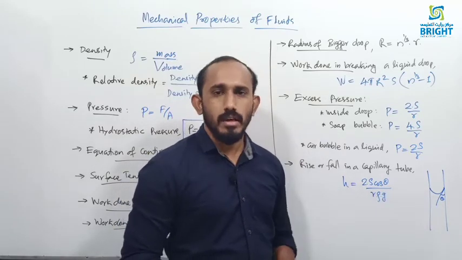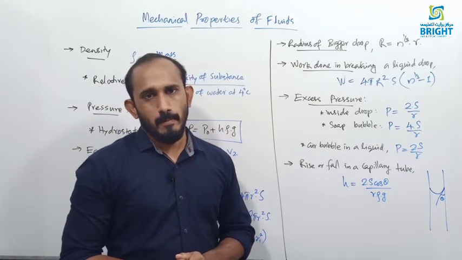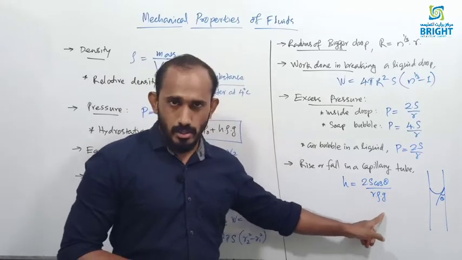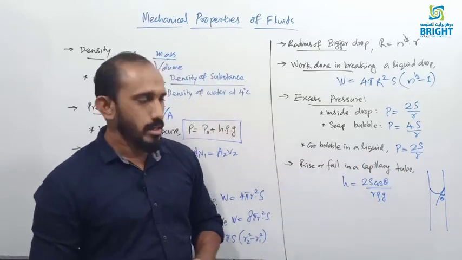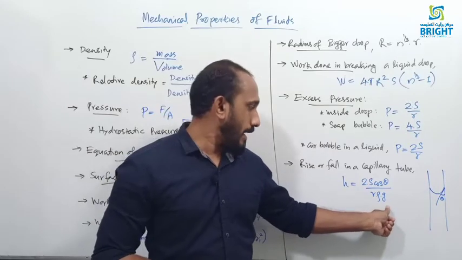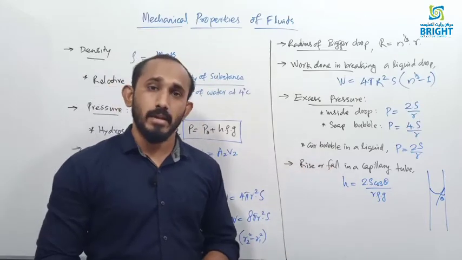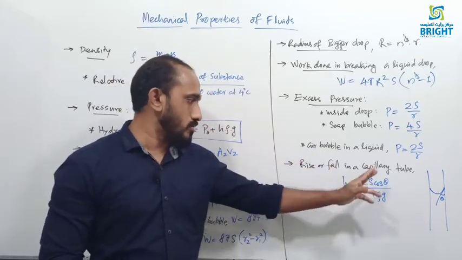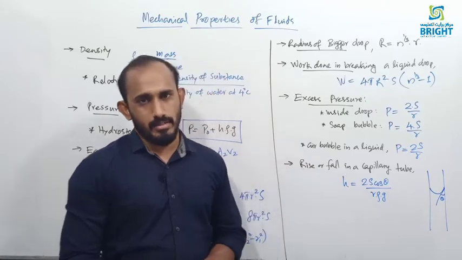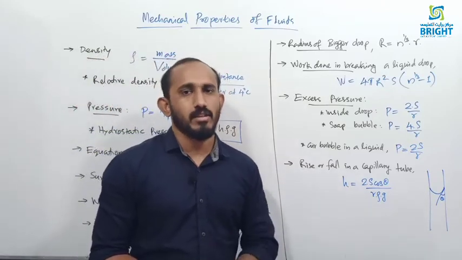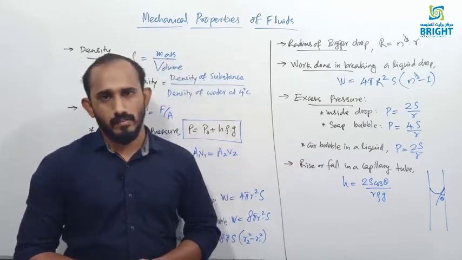It will be acute in this case. It can be obtuse also in some other cases, like mercury, where it is obtuse. h is equal to 2S cos theta by r rho g, where theta is the angle of contact, S is the surface tension, r is the radius of the capillary tube, rho is the density of the liquid where it is kept, and g is the acceleration due to gravity. This gives you the rise or fall in a capillary tube. That theta content, the angle of contact, is very important. Sometimes the drop can wet a surface if the angle of contact is acute. If it is obtuse, it won't wet the surface.